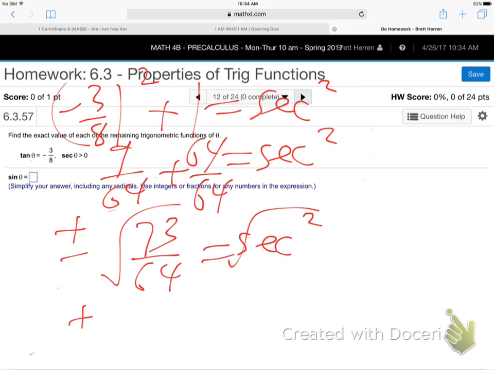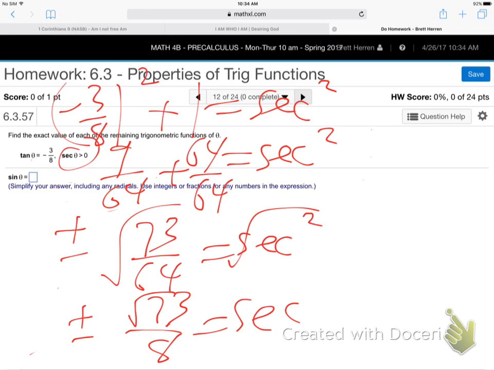Plus or minus, I don't know. So root 73 over 8 is secant, plus or minus. Is it plus or is it minus? Oh, it says right here, huh? Secant's greater than 0. So it's just the plus. Secant is positive. So it's plus root 73 over 8.